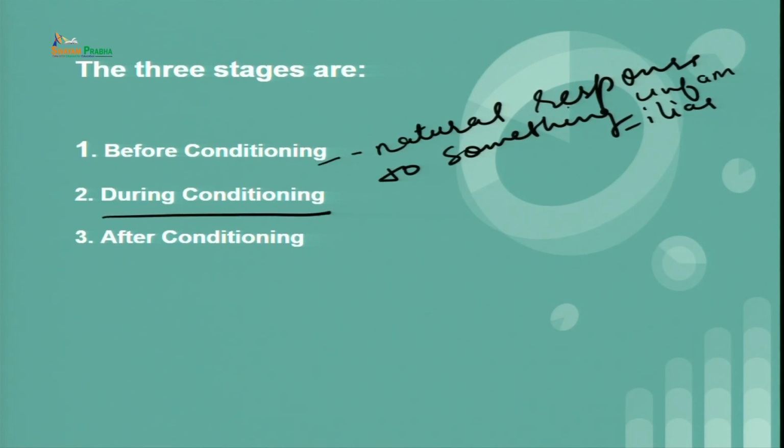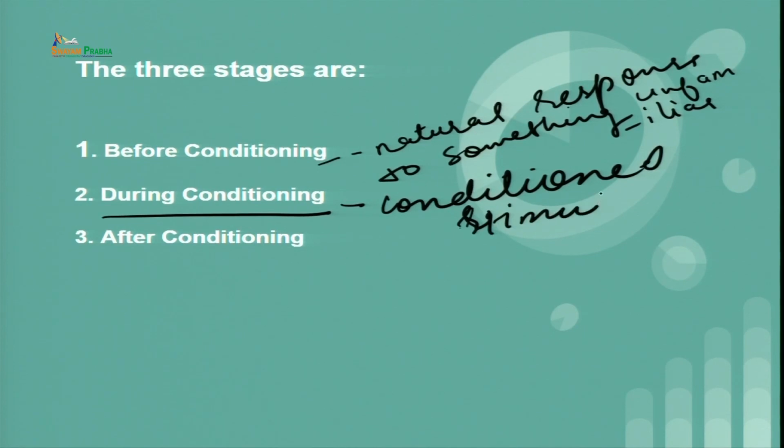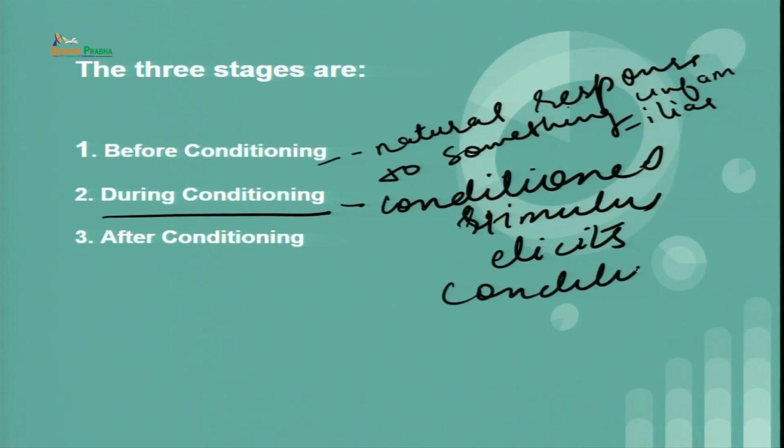Then there comes the next stage, which is during conditioning. During conditioning is the stage where the conditioned stimulus elicits a conditioned response. The unconditioned stimulus has to be associated with the conditioned stimulus for this stage to be successful. This can take several repetitions, or even a single instance can work if the subject is very excited.